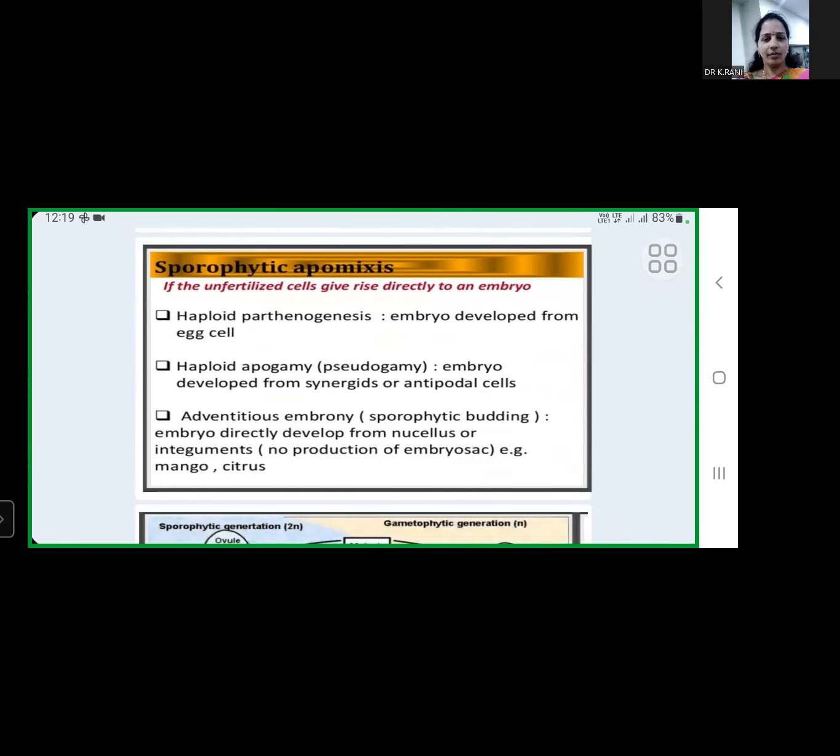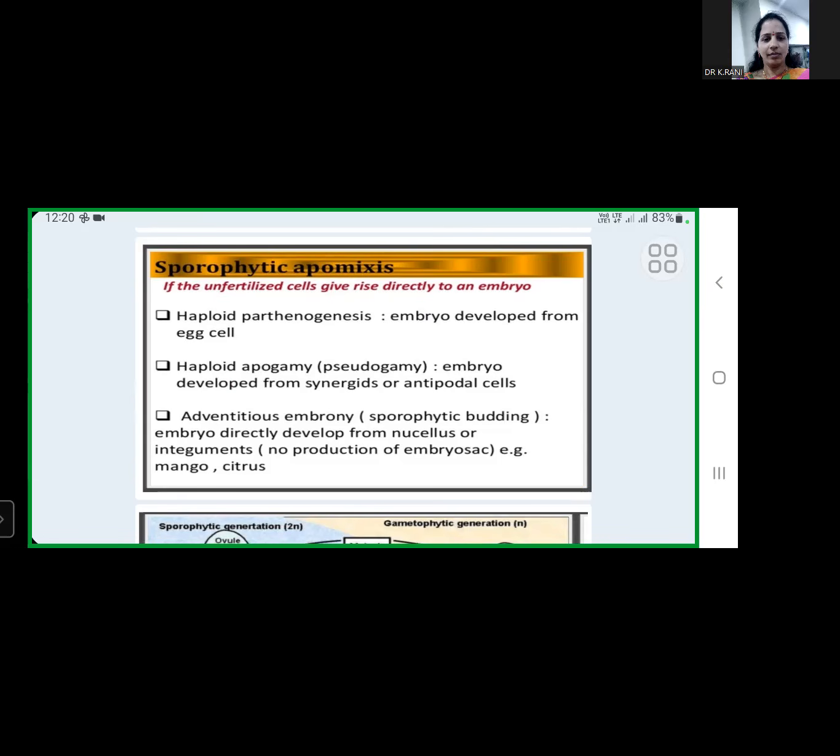In sporophytic apomixis, haploid parthenogenesis occurs, so the embryo develops from the egg cell without fertilization. Haploid parthenogenesis means the embryo develops from the egg cell. And haploid apogamy is also known as pseudogamy.